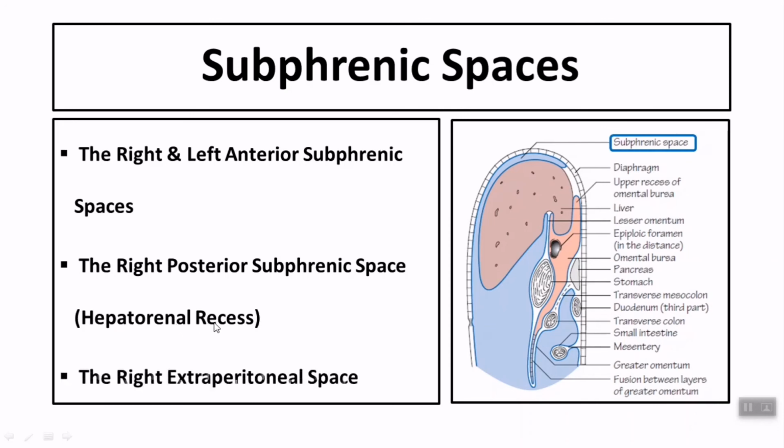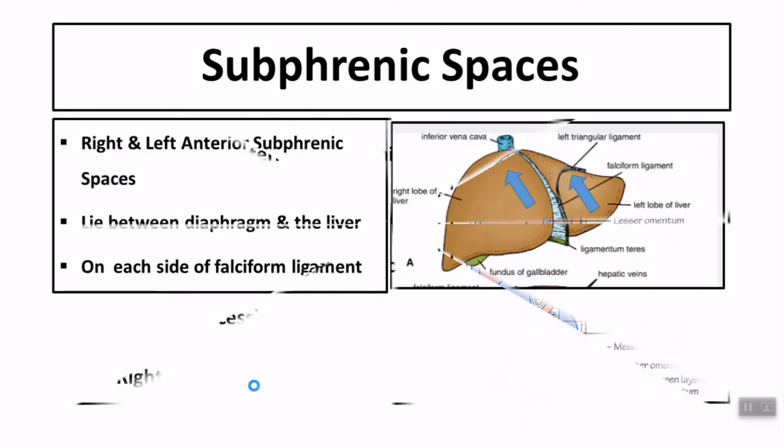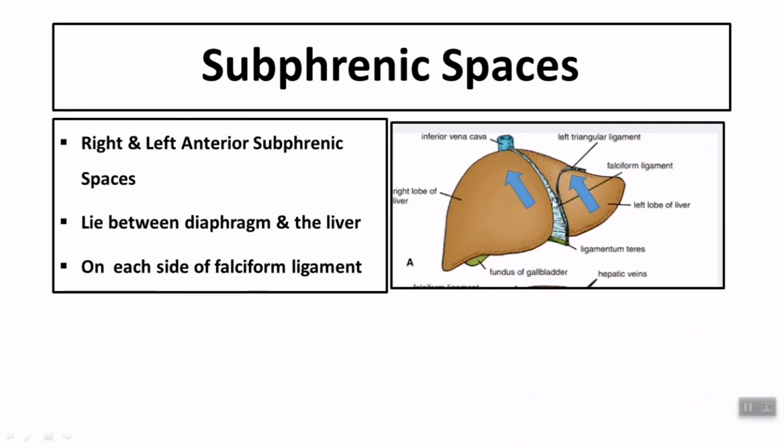Also, as we said before, we have the right extraperitoneal space that lies between the bare area of the liver and the diaphragm. We call it extraperitoneal because it is devoid of peritoneum. These are the right and left anterior subphrenic spaces, situated between the diaphragm above and the liver below, each on one side of the falciform ligament.